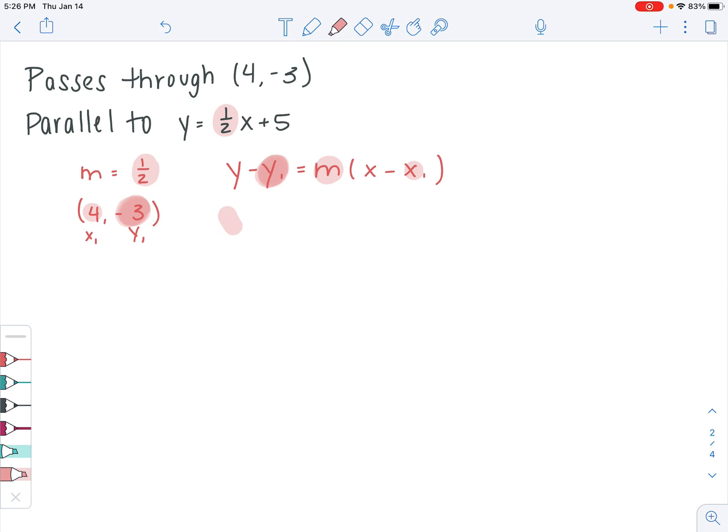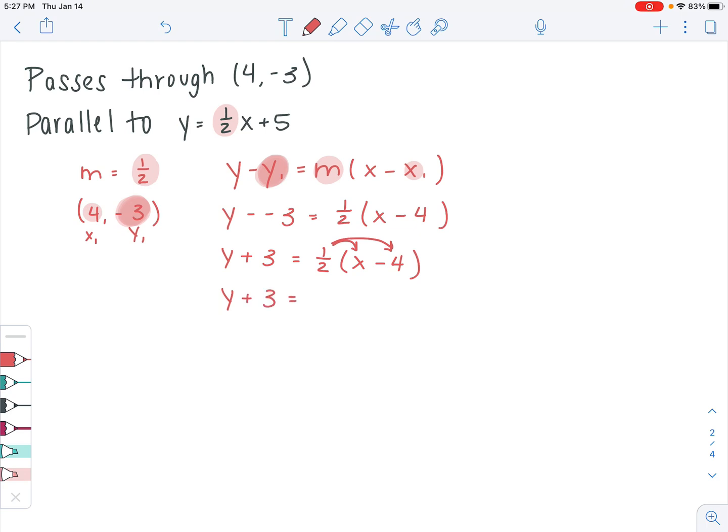So when I do that, I end up with y minus -3 equals 1/2 times x minus 4. And now from here, I'm just going to simplify until my y is all by itself. So the first thing I can do is make this y minus -3 a y plus 3 equals 1/2 (x minus 4). Now I'm going to distribute the 1/2. So my y plus 3 is going to stay exactly the same. I'm just going to bring it down.